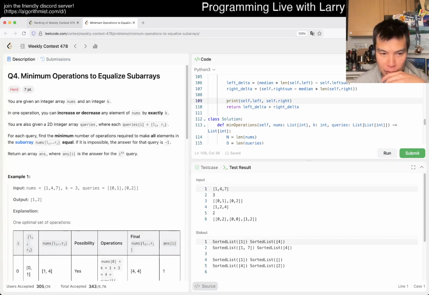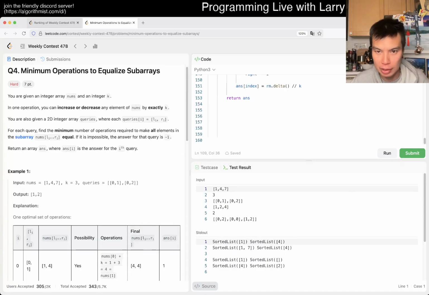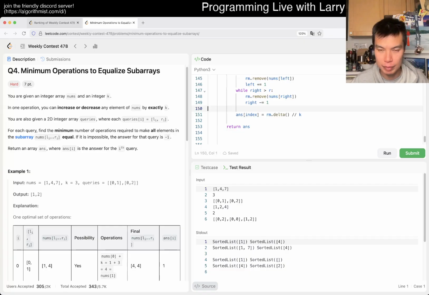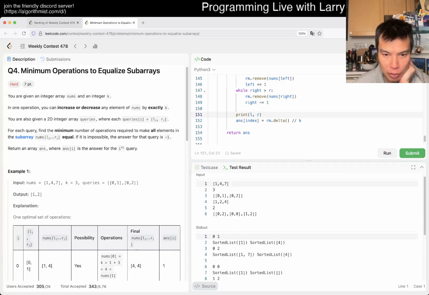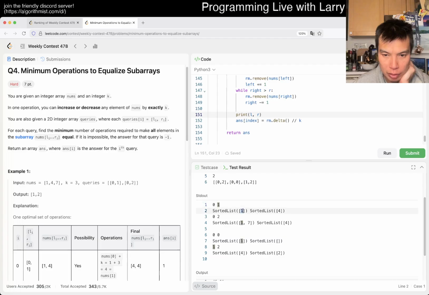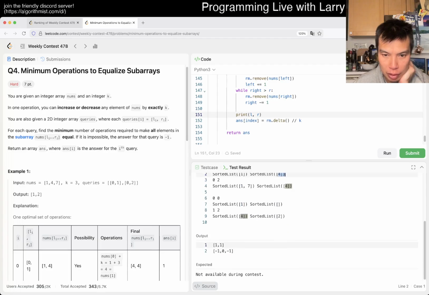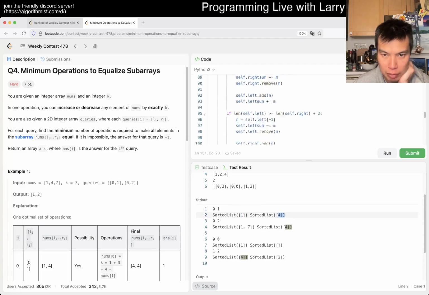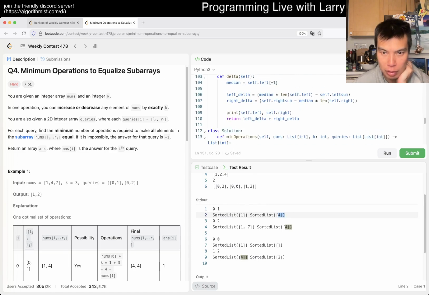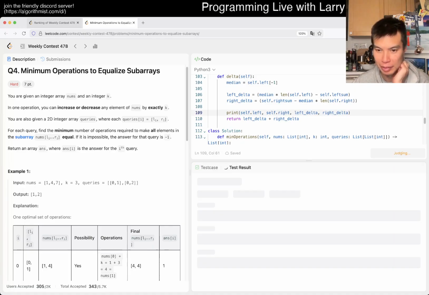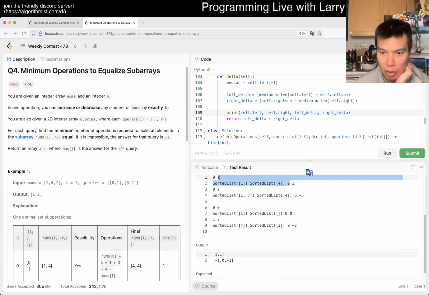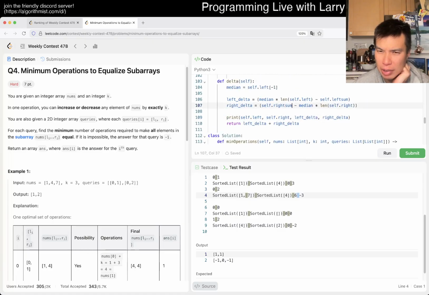Okay, so we have 0, 1, and let's say we have 1 and 4. The median is 1. The delta is going to be 3. So yeah, that seems good. Right. I could do some in my head for these numbers. Okay. Oh, the right delta. Did I mess up the signs?